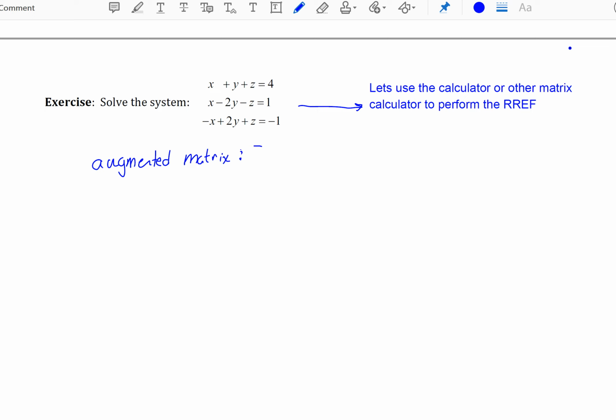So maybe let's start by writing our matrix equation. 1, 1, 1, 4 on the other side. 1, negative 2, negative 1, 1. Negative 1, 2, 1, negative 1. And now we'll perform the RREF of this.